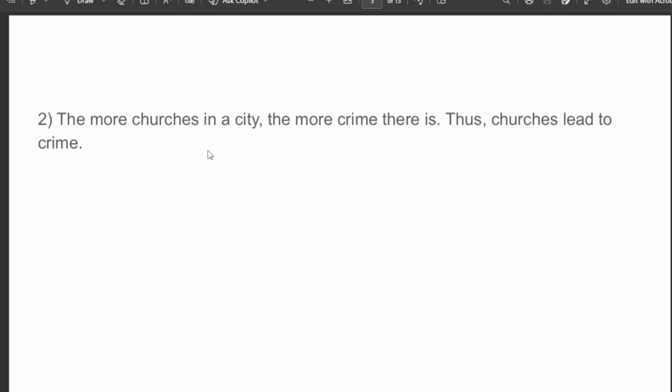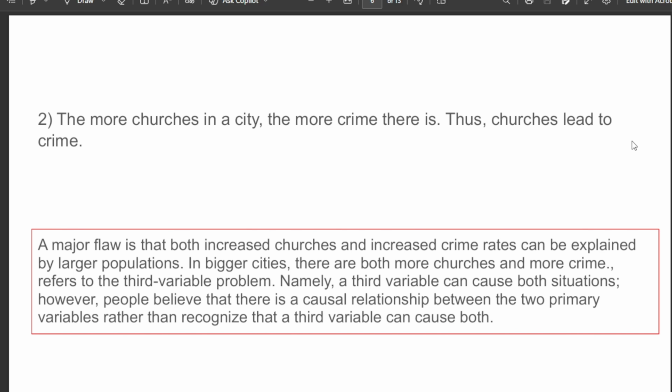The more churches in a city, the more crime there is. Thus, churches lead to crime. Well, this doesn't account for bigger population. If there is a bigger population, there must be more crime, which has more churches. So, a major flaw is that both increased churches and increased crime rates can be explained by a larger population in bigger cities. In bigger cities, there are both more churches and more crime.